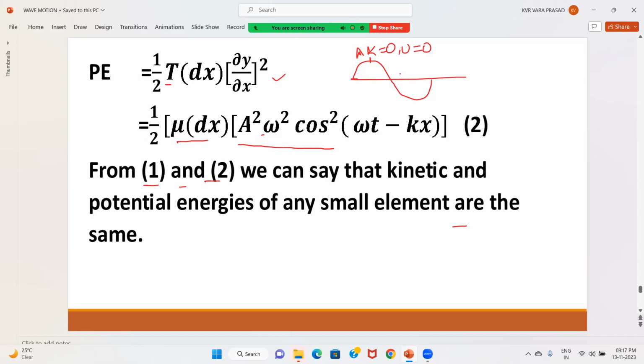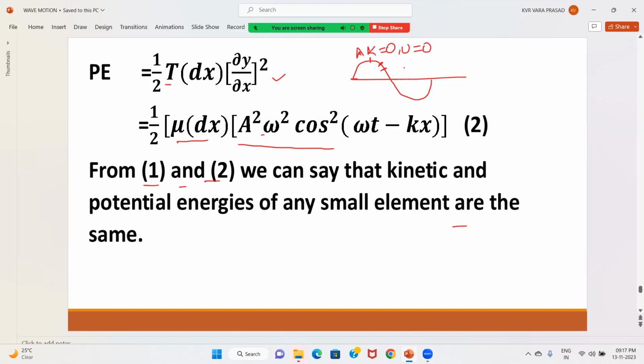Now see carefully. Suppose we are taking one element on the string. If you observe, on this element work is done by the remaining part of the string. I am repeating, on this element work is done by the remaining part of the string. That means its energy is not constant.